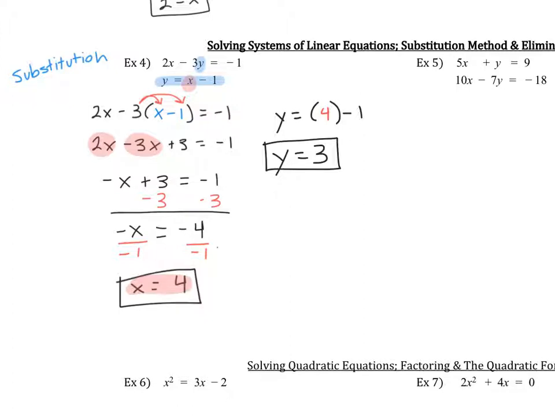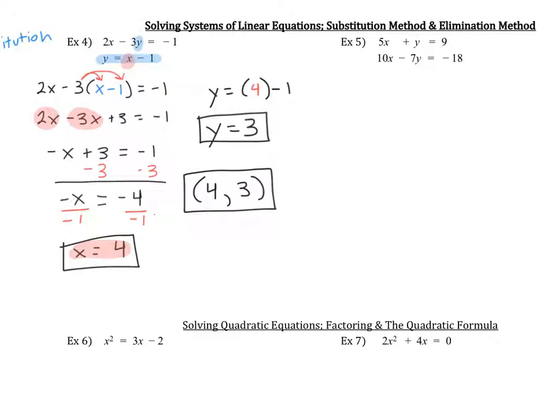Now, systems of equations, we always write the answer as an ordered pair, like a coordinate. So remember, x always comes first, and then y comes second. So our answer is 4, 3. Inside parentheses, make sure you write it correctly.